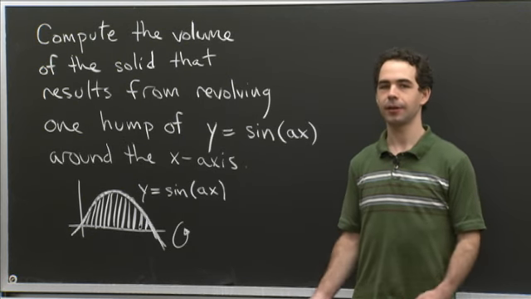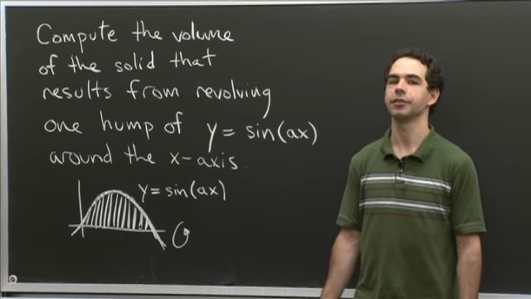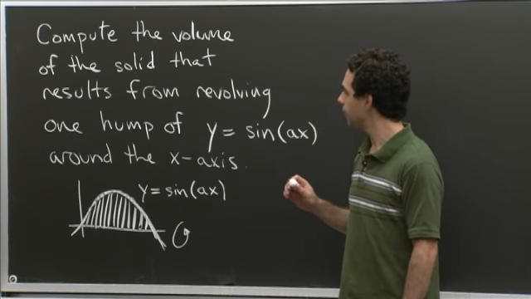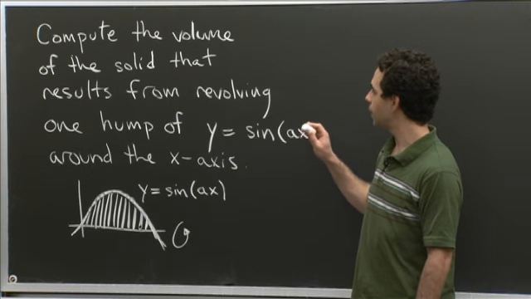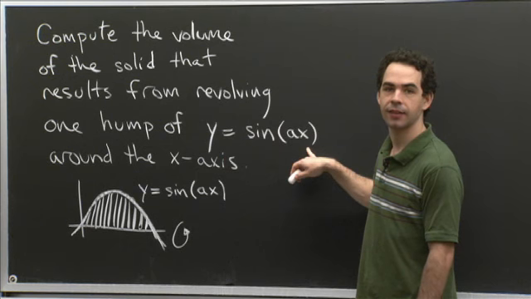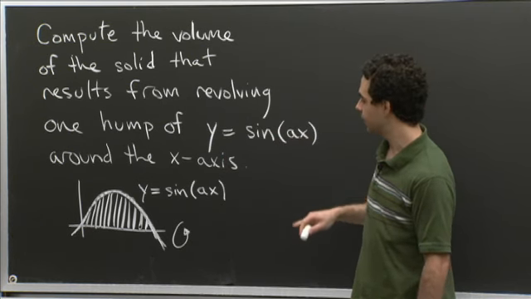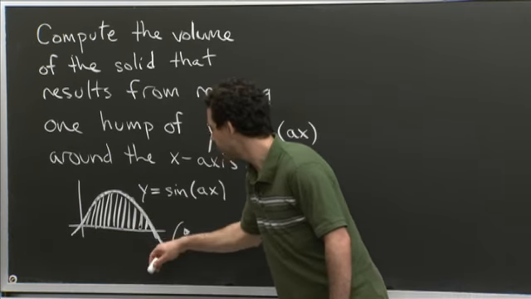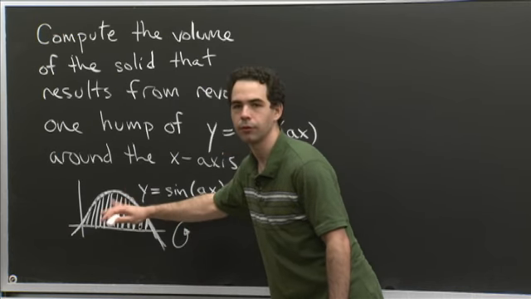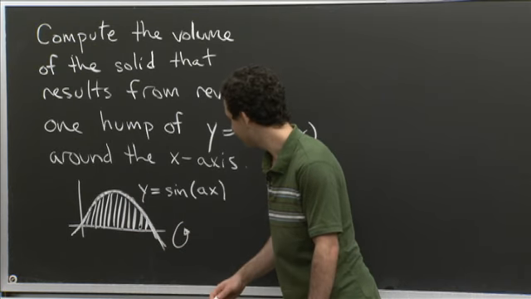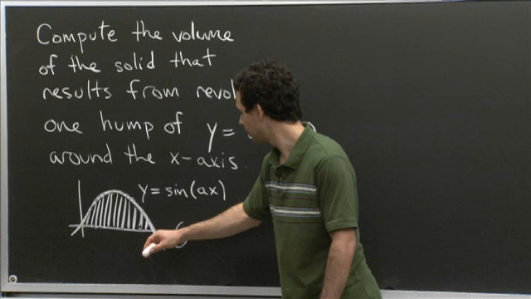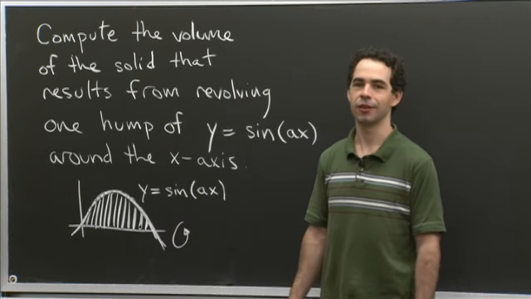I have a nice example here of a problem that requires trig integration in order to solve. What I'd like you to do is compute the volume of the solid that you get when you take one hump of the curve y equals sine ax and revolve it around the x-axis. So you take the curve between two consecutive roots and revolve that around the x-axis, and that gives you some vaguely football-shaped thing. The question is, what's the volume of that solid?